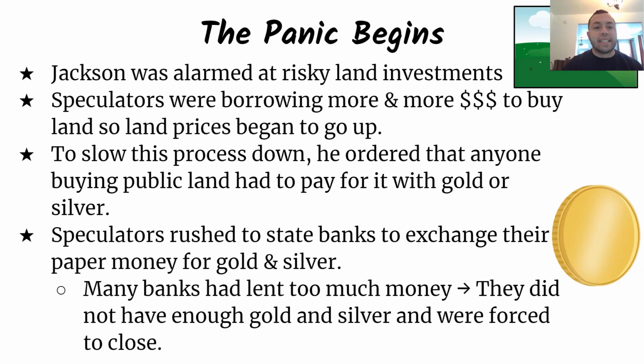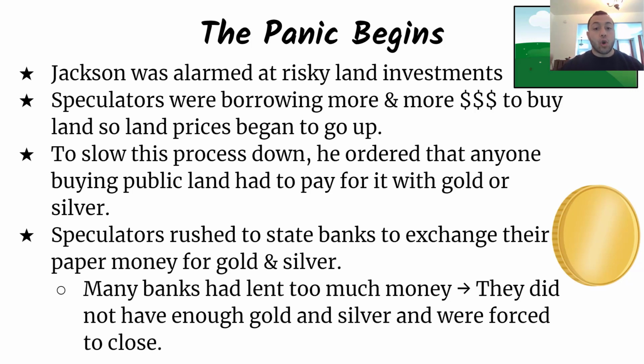So the panic begins. Jackson was alarmed at risky land investment. I'm going to explain what that means. These people are called land speculators. They basically borrow more and more money to buy land, so prices begin to go up for the land. To slow the process down, Jackson ordered that anyone buying public land had to pay with gold or silver, right?